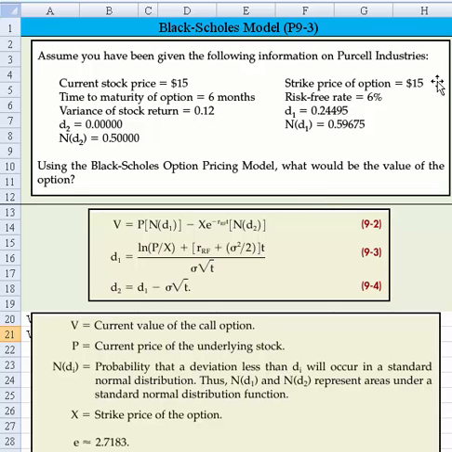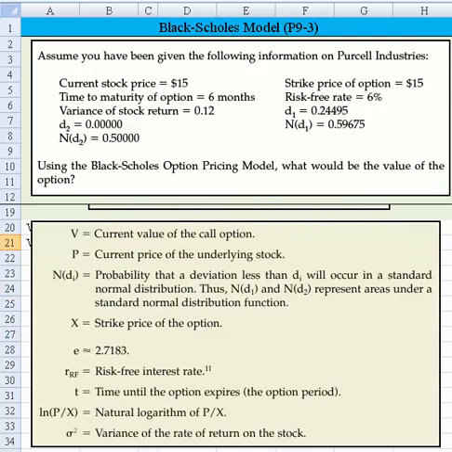Okay, the strike price of the option is $15, the risk-free rate is 6%, and D1 is 0.24495. So someone's already worked through this fancy calculation to determine D1. And N of D1, again representing an area underneath the standard normal distribution function, is 0.59675. Okay, now let me slide. We just want to go over a couple other parameters that get used in the Black-Scholes model.